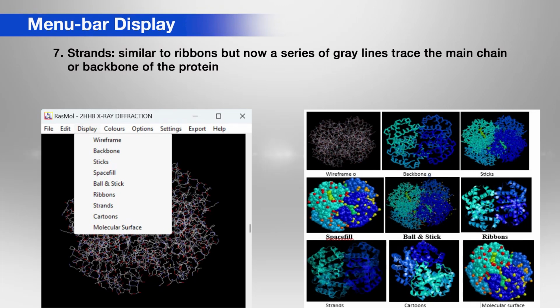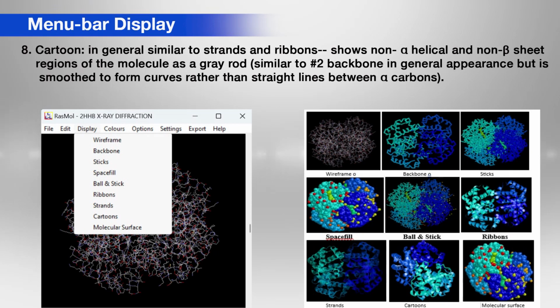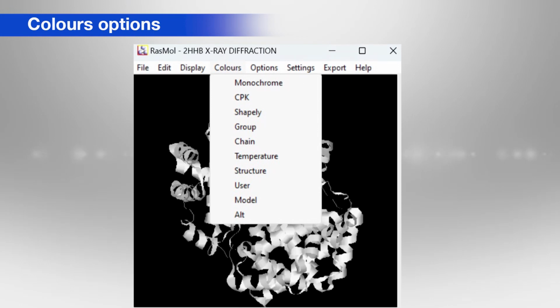Strands display: it is similar to ribbon, but now a series of grey lines trace the main chain or backbone of the protein. Cartoon display: in general, it is similar to strands and ribbons, but shows non-alpha helical and non-beta sheet regions of the molecule as a grey rod. Backbone in general appearance, but is smoothed to form curves rather than straight lines between alpha carbons. Note arrowheads on the beta sheet, allowing one to discern the parallel or anti-parallel nature of the association of the strands. Next menu tab is Color option.